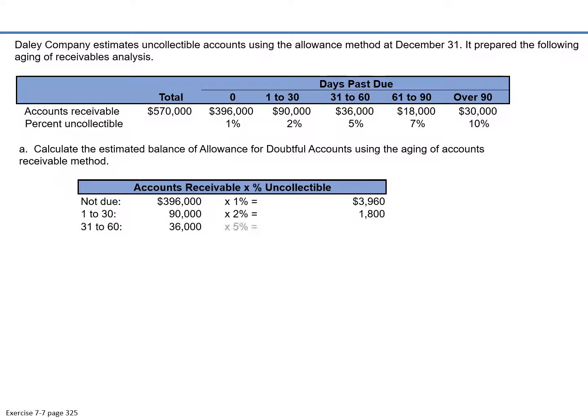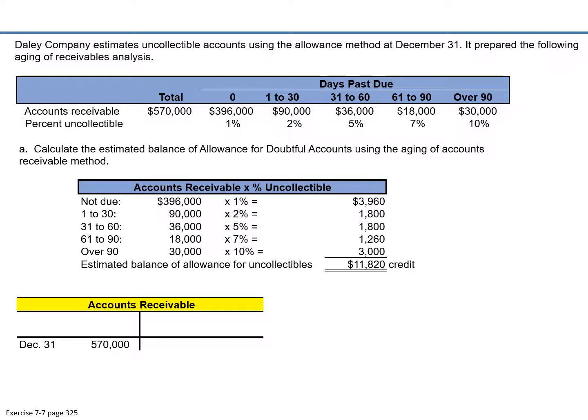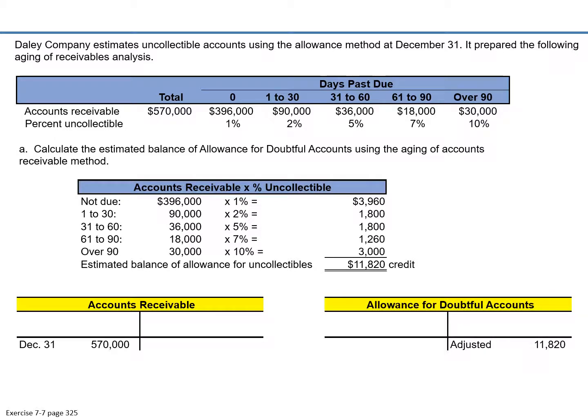31 to 60 day bucket times 5%, 61 to 90 day bucket times 7%, and the over 90 bucket times 10%, right? So our estimated balance for the allowance for uncollectibles should be $11,820. So that's what we want our credit balance to be, right? So we've got $570,000 in our accounts receivable. We have an allowance for doubtful accounts that we want to be $11,820.